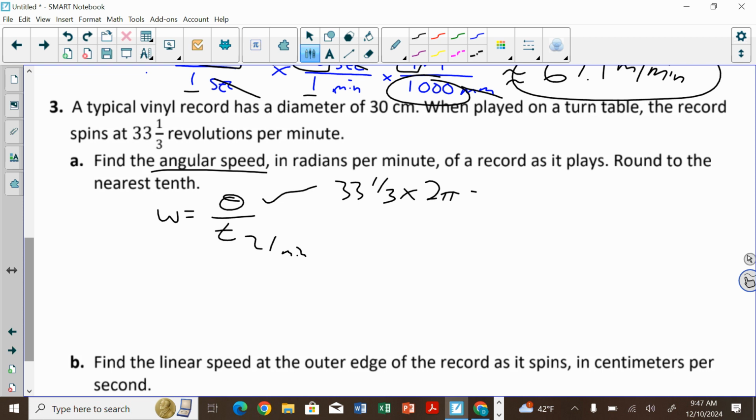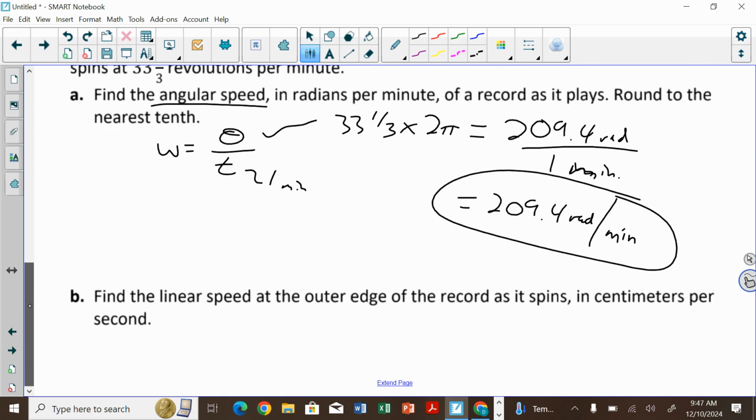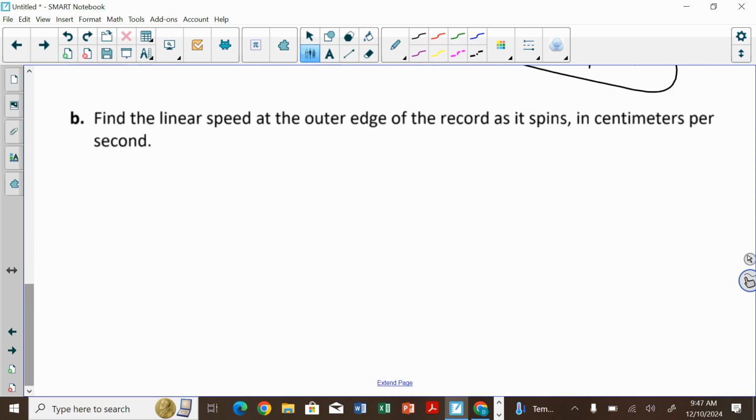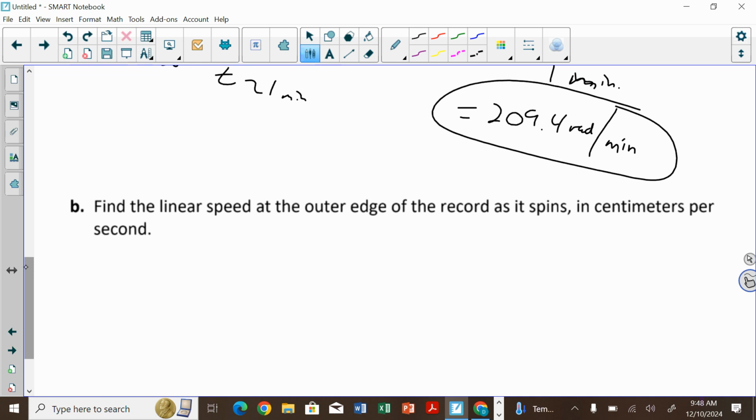So I end up getting here 209.4 radians per minute. Or you could write it like this, right? Okay, so that was the easy part. Now for B, it says find the linear speed at the outer edge. So now we're talking linear speed as the record spins in centimeters per second.